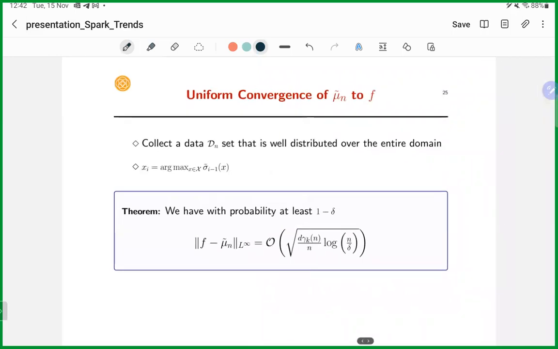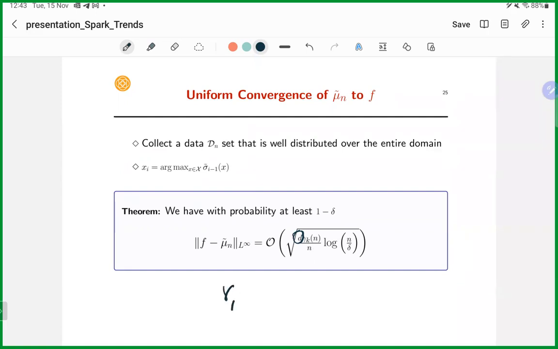But then we apply this to two well-known problems. One is the convergence of mu tilde to f. We have a regression function f, we have observation points, and we have a prediction using this sparse approximation method, mu tilde. The question is how mu tilde converges to f. We have a theorem that mu tilde uniformly converges to f at a rate of order square root of d gamma_kn divided by n, where d is a fixed number, the dimension of the input, and gamma_kn is basically the effective dimension.